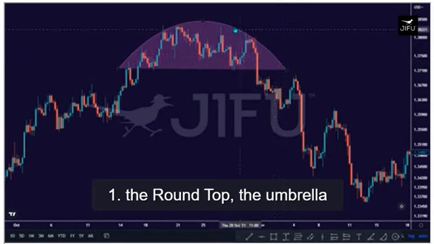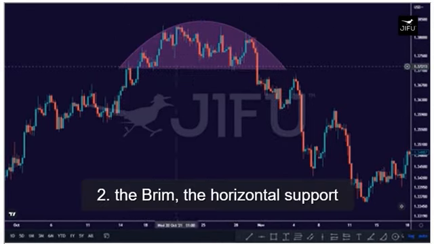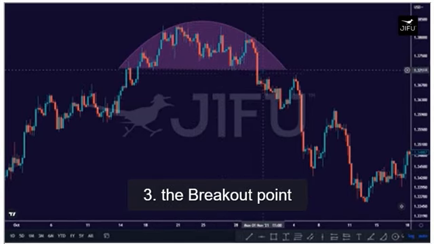Number 1, the round top, the umbrella. Number 2, the brim, the horizontal support. Number 3, the breakout point.